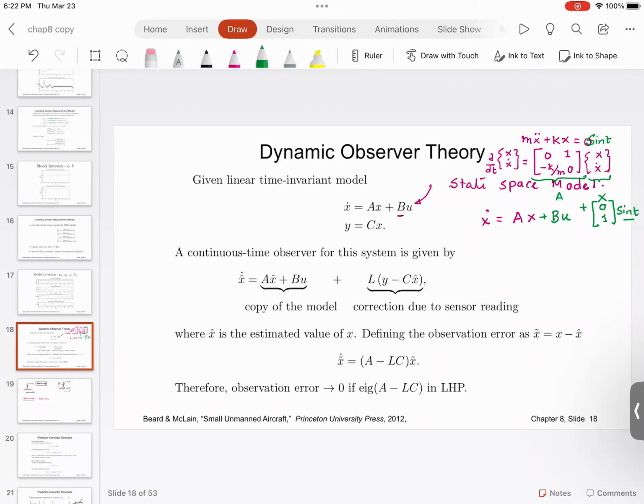A is a constant coefficient matrix. It can have time varying coefficients, but for the matter in discussion, for a Kalman filter to work, matrix A has to have numbers. You can't have sine t, cosine t, tan t, that type of terms in A. If you want to deal with that, there's an extended Kalman filter. So you have x dot is equal to Ax plus Bu.